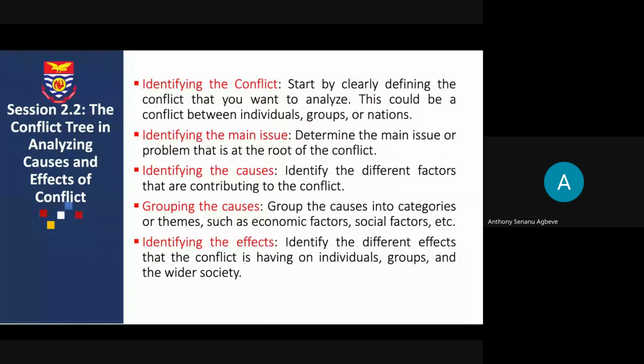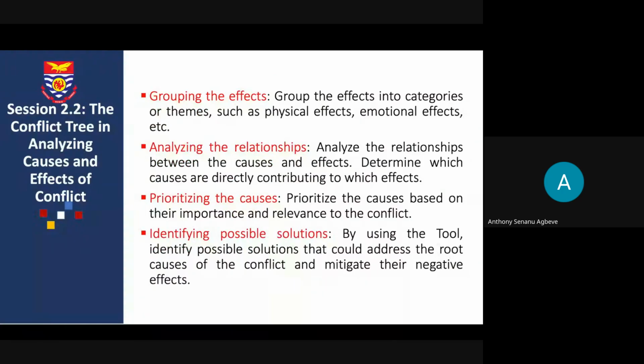What are the effects of this conflict? Then you need to also group the effects. Are the effects physical effects? Are they emotional effects? Are they social? Right. So you need to group the effects of the conflicts. Then you also need to analyze the relationship between the causes and the effects.